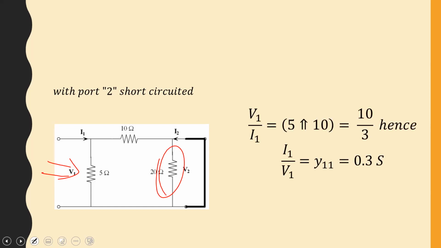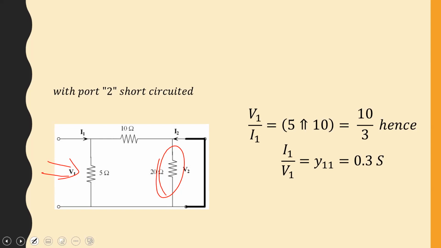So V1 over I1, which would be the impedance looking in, would be equal to 5 in parallel with 10, which is 10 over 3. So I1 over V1, we just find the reciprocal, we flip it in order to find Y11. That would be 3 over 10 or 0.3 Siemens. Everybody comfortable with that?